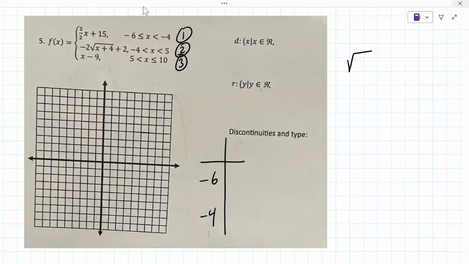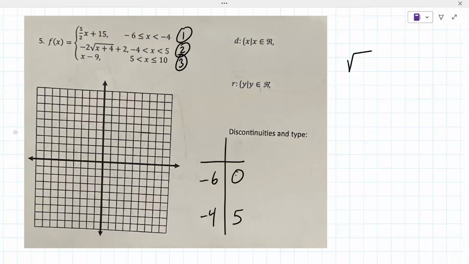So you would get -6 plus 15. Nope, you have to multiply by 5 halves first. Oh, sorry, I did the multiplication wrong. 30. So -15. So 0. Yes. And then do the same thing for -4. Okay. -4, so -20. So 5. It is 5.